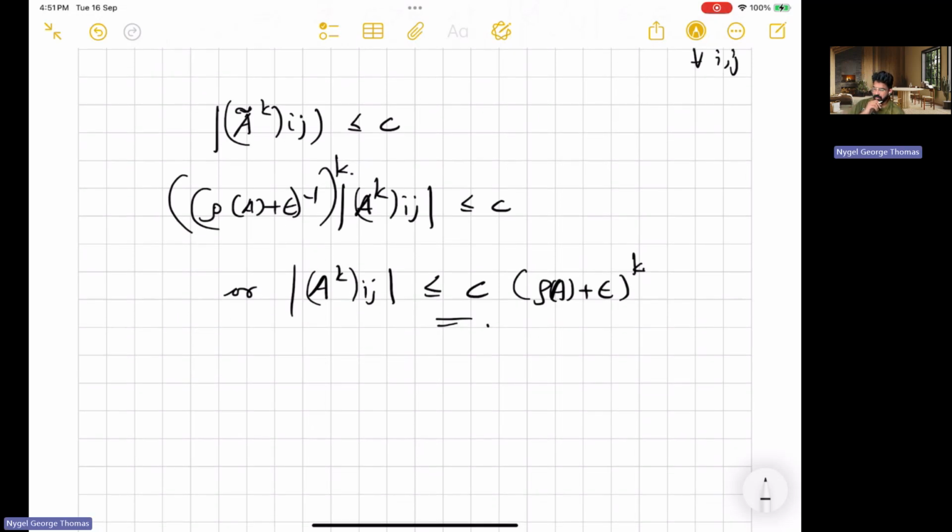Okay, this is how we can prove this lemma. By this lemma, what we mean is that there is an upper bound guarantee for any matrix A power k in terms of its spectral radius. Okay, let's conclude this discussion.